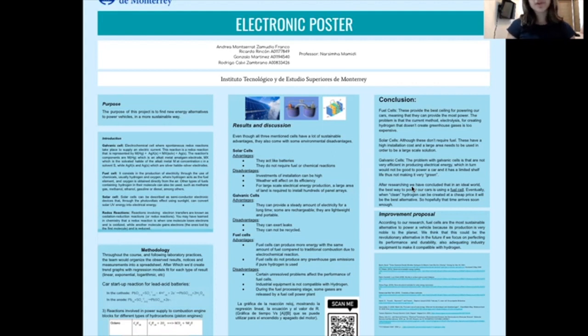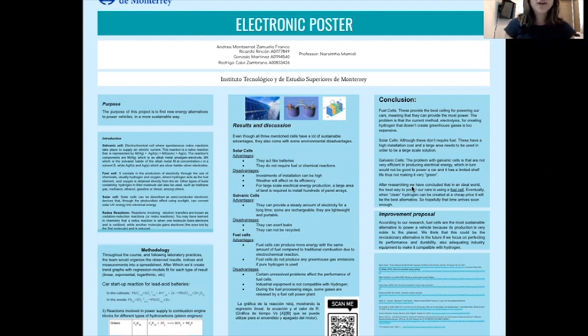And well, the purpose of this project and this problem situation was to find new energy alternatives to power vehicles in a more sustainable way. And for this, we made a research about the galvanic cells, fuel cells, and solar cells, which are one of the main cells used for a sustainable purpose.